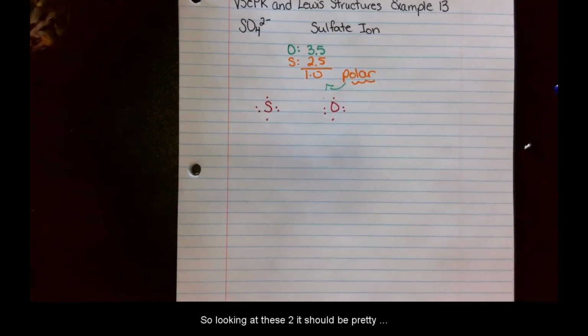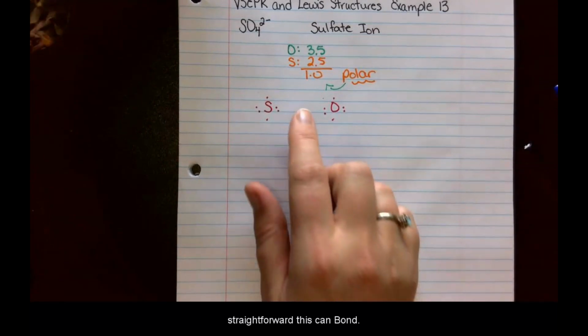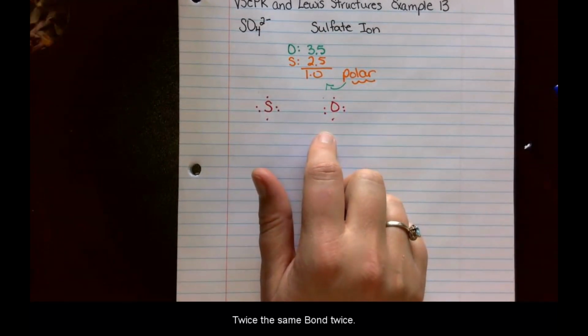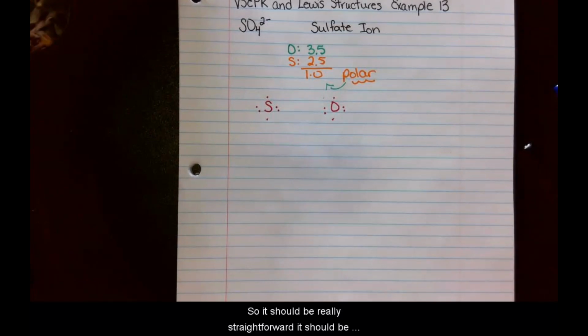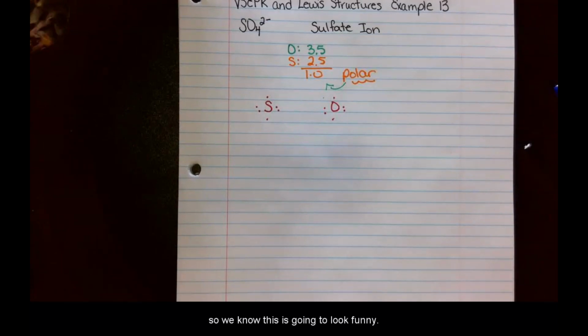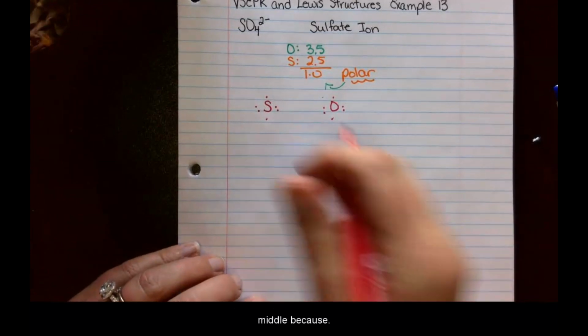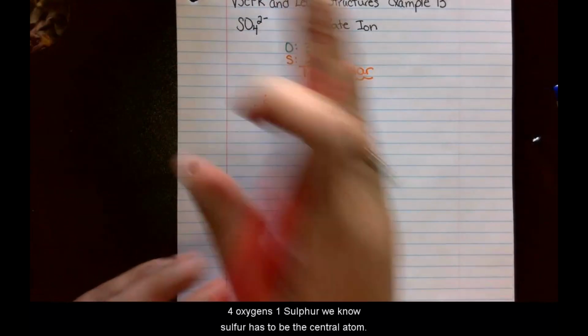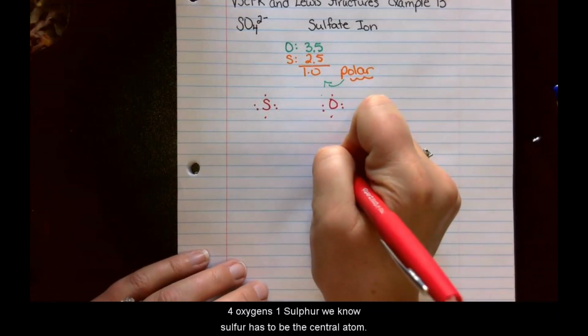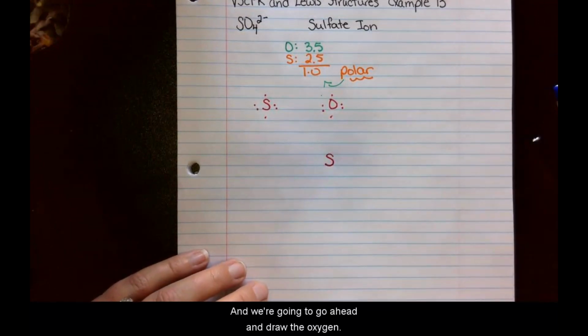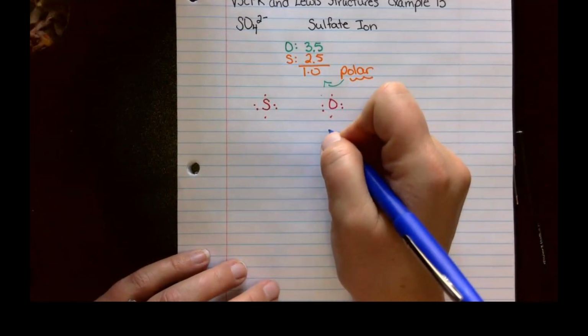So looking at these two, it should be pretty straightforward. This can bond twice, this can bond twice. It should be sulfur monoxide, boom, done. But sulfur is bonding with 4 oxygens, and we have 2 additional electrons coming in, so we know this is going to look funny. So we're going to draw sulfur in the middle because with 4 oxygens and 1 sulfur, sulfur has to be the central atom. And we're going to draw the oxygens around sulfur.